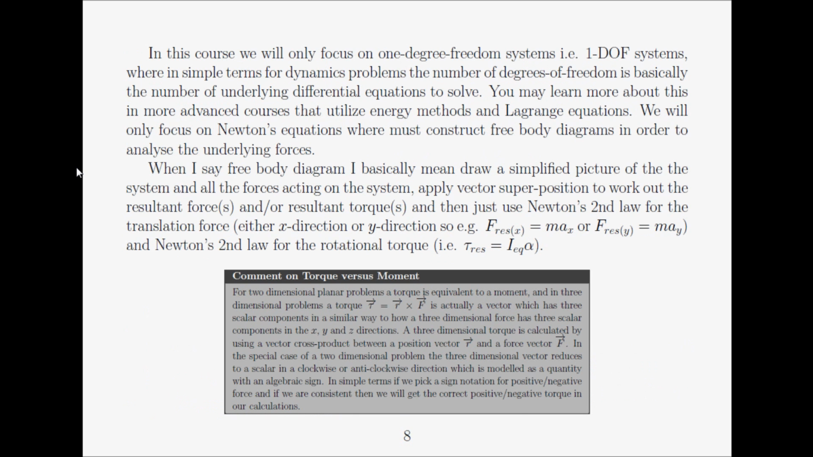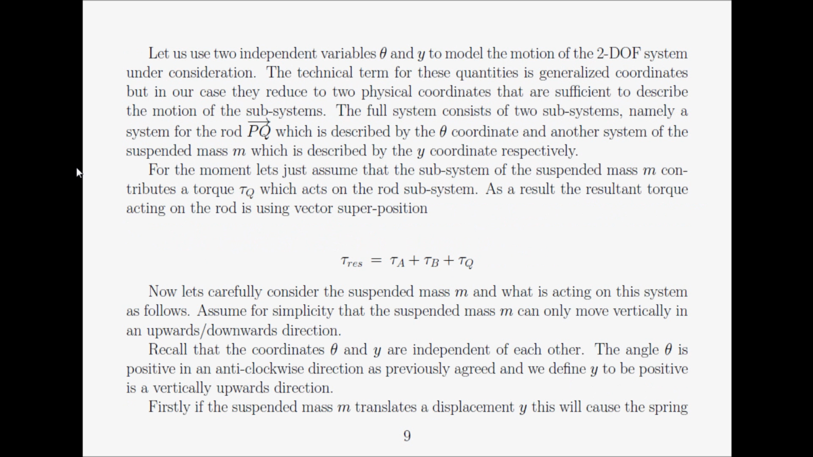Moving along, we then need to calculate the resultant torque for the system. In our diagram, there are torque components due to the spring K1, the spring K2, and the combination of the spring K3 and the suspended mass. We've worked out the torque because of the spring K1, torque A.